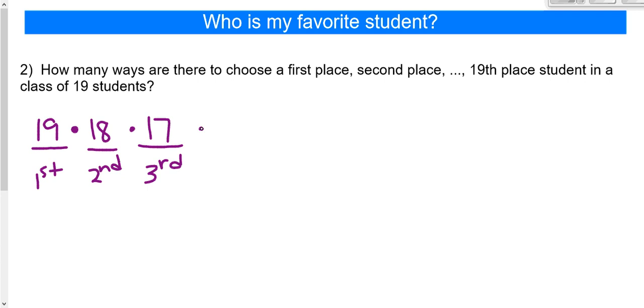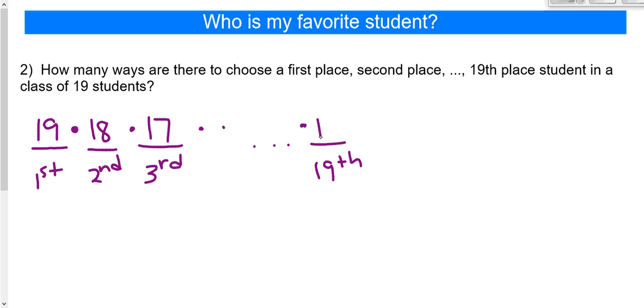We're going to multiply fourth place, fifth place, sixth place, etc., until we get down to 19th place. Yay! Who thinks you're in 19th place? No, you're all in first place. None of you is in 19th place. Of course, you're all my favorite. How many choices would I have left when I got down to this point, though? Just one.